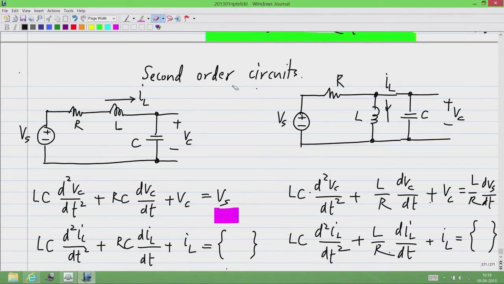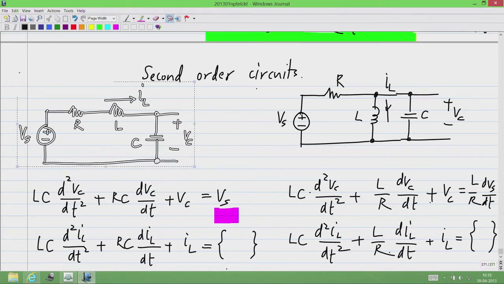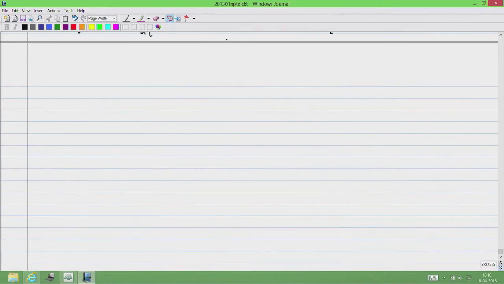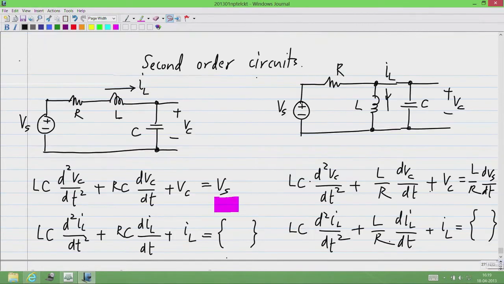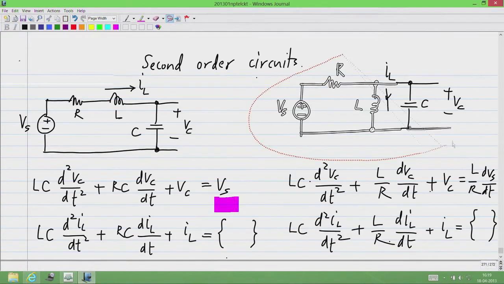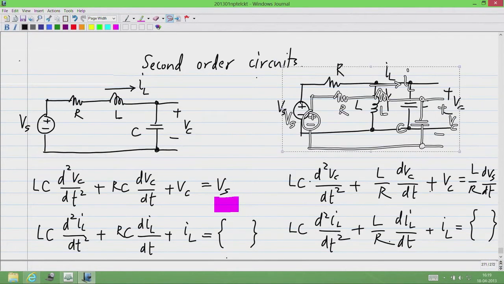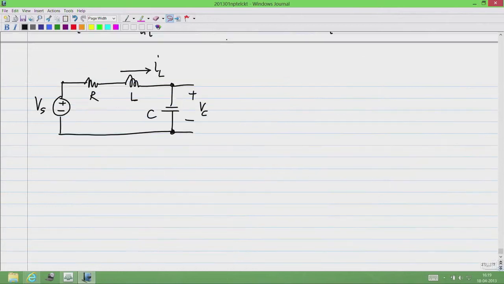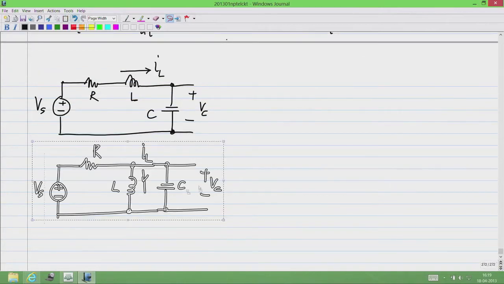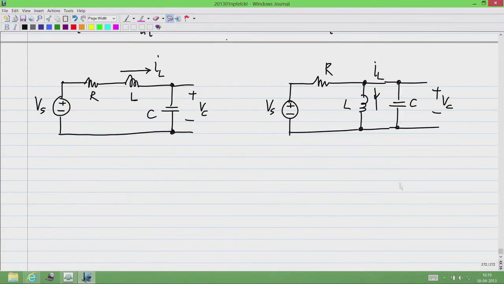Now, what is the difference between these two? I would like answers from the participants. What is the difference between these two circuits?